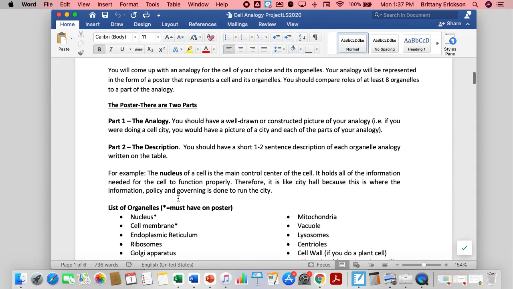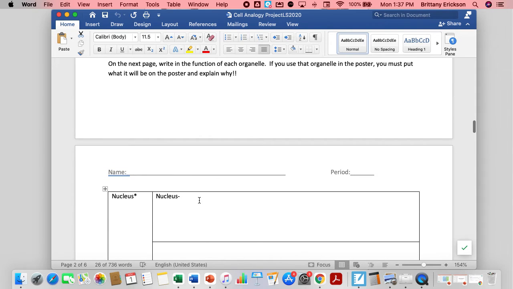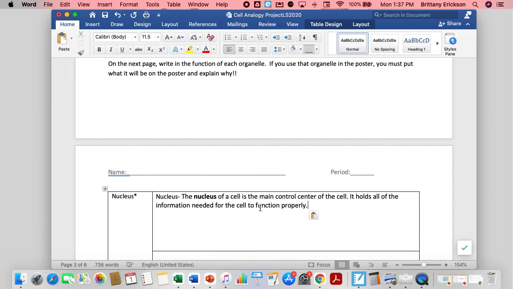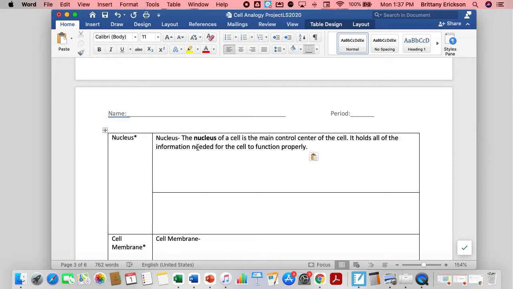For example, going back to, let's say I'm going to do the city of Wheaton. I would start off with the description of the nucleus. The nucleus of the cell is the main control center of the cell. It holds all the information needed for the cell to function properly. So like in your packet, that's where this would go, right? It's the main control center of the cell. It holds all the information needed for the cell to function properly. This bottom half is the description of your analogy.